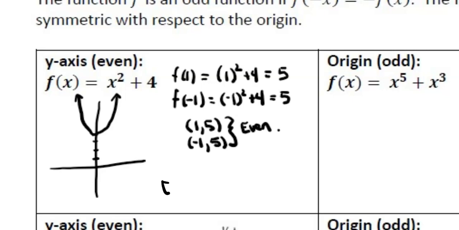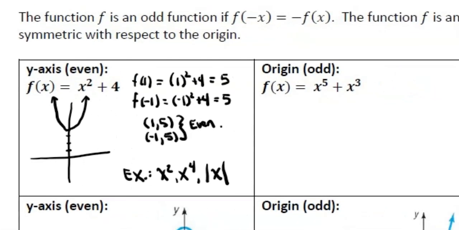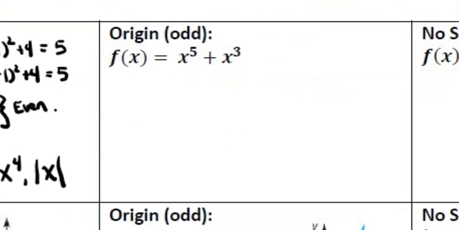Other examples of symmetry about the y-axis would be the x squared function that we just saw, x to the 4th, or the absolute value of x. Let's look at the next example that's symmetric about the origin.